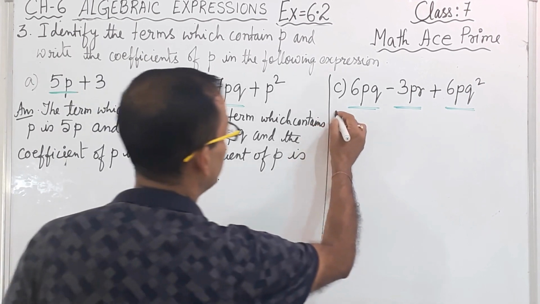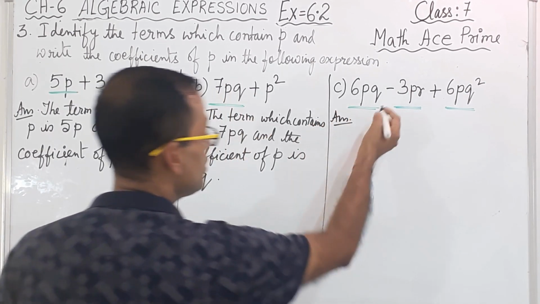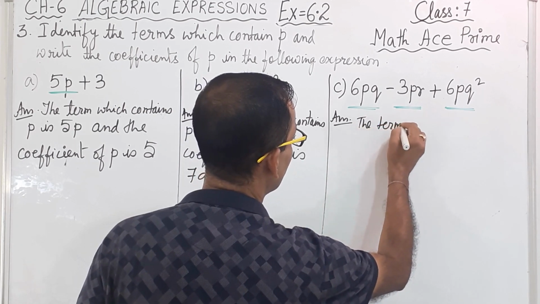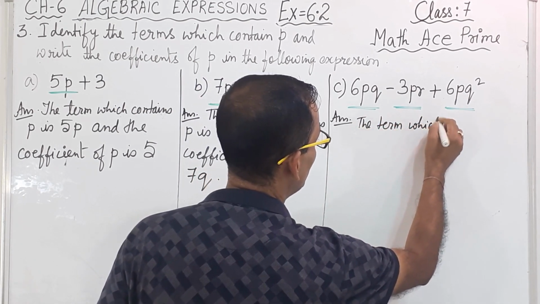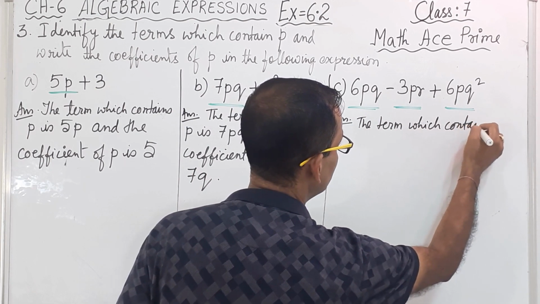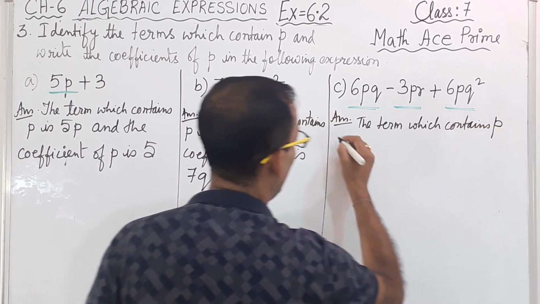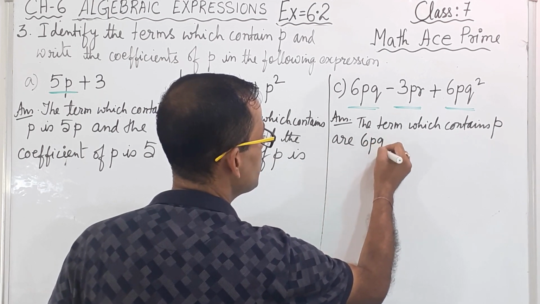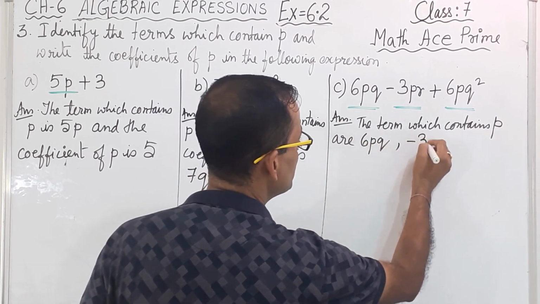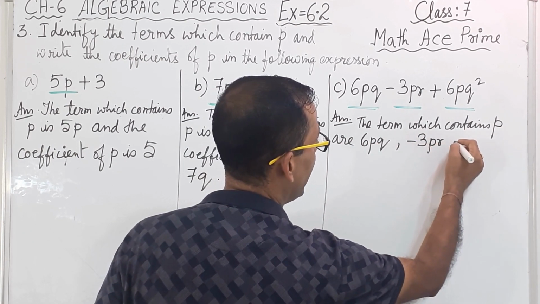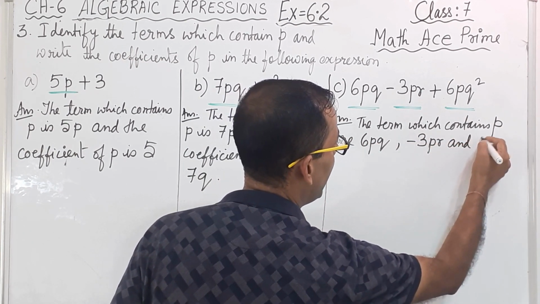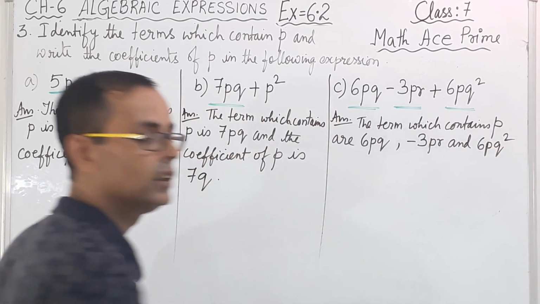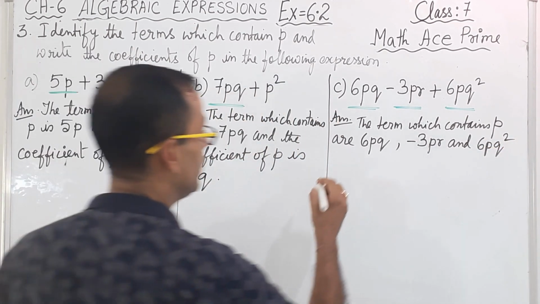Now here 3 terms are there. So all the 3 terms you have to write. The terms which contain P are what? 6PQ is also there, comma, minus 3PR is also there, and another one is what? 6PQ square. Okay, and now you have to write the coefficients.